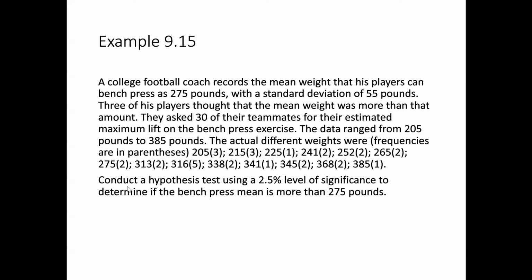Conduct a hypothesis test using a 2.5% level of significance, or alpha is 0.025, to determine if the bench press mean is more than 275. So just by the stating of more than, this is going to be right-tailed, correct? You're going to be testing if the mean is greater than 275.